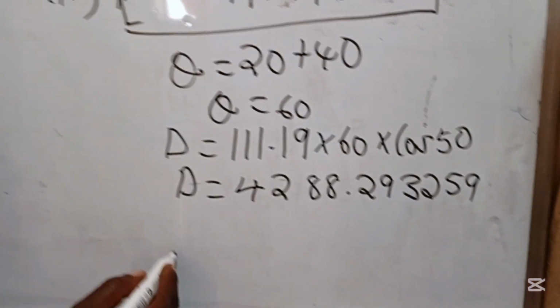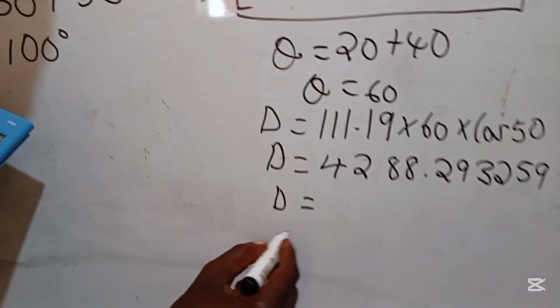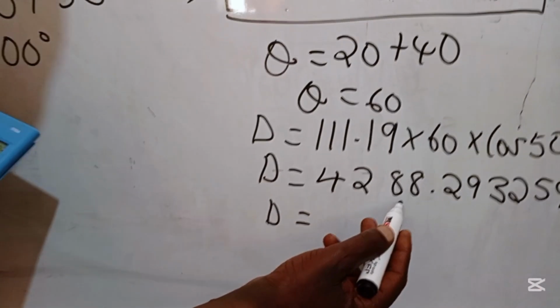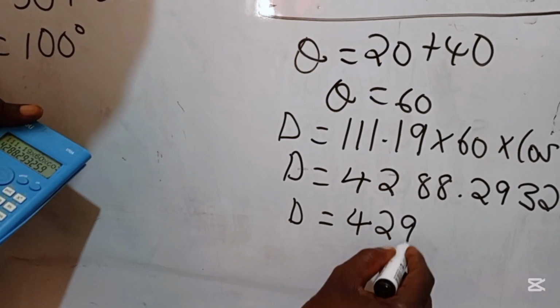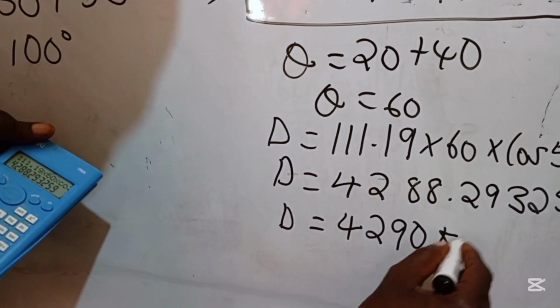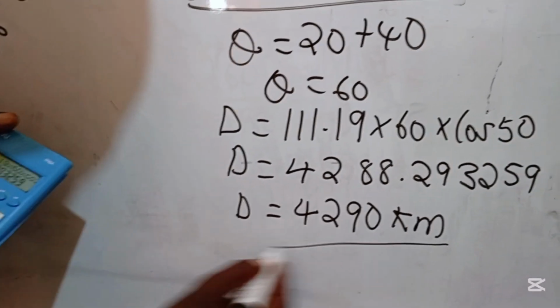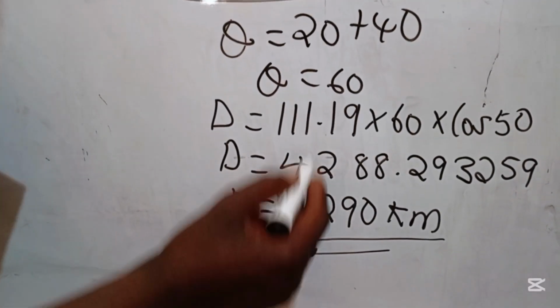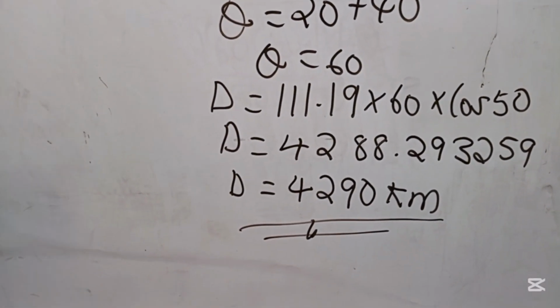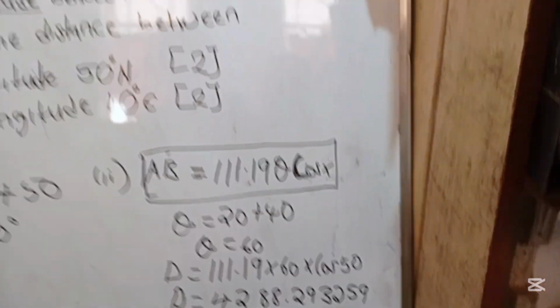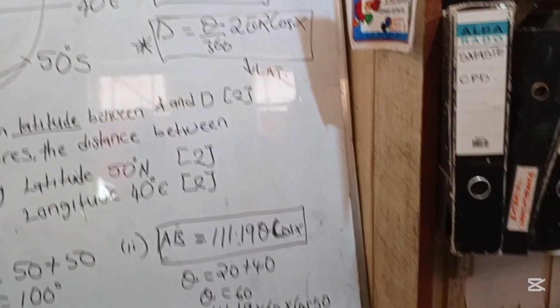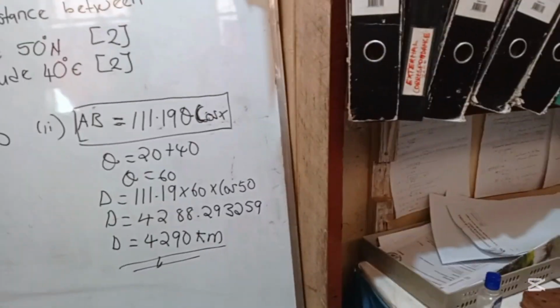42.293259. So to three significant figures, you agree with me that 1, 2, 3, this will be 4290 kilometers. So ladies and gentlemen, we have found the distance in kilometers. This is very sweet. Instead of us using 2 pi r, please go for this method. I'm sure you are going to enjoy it.